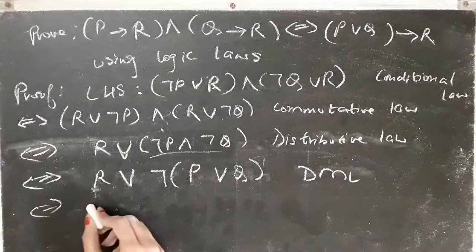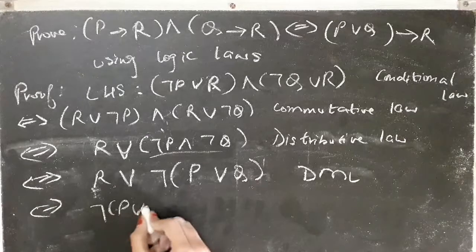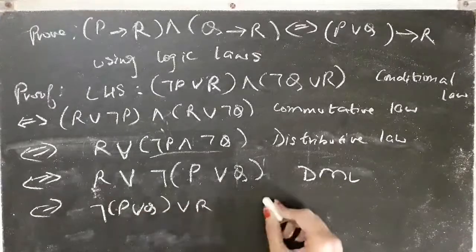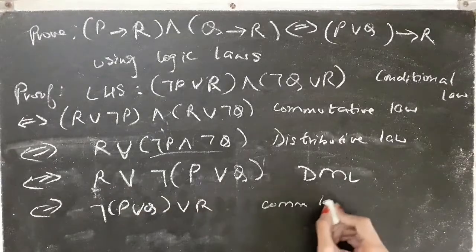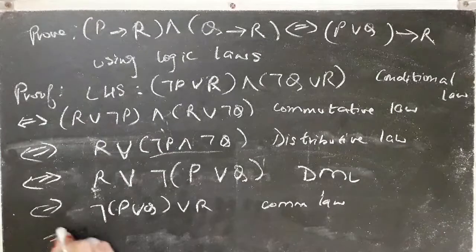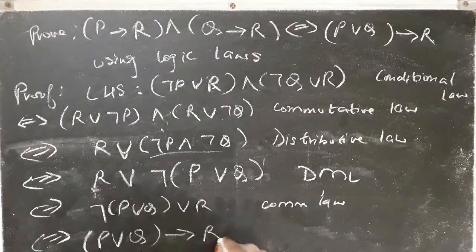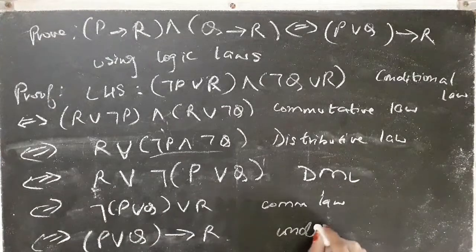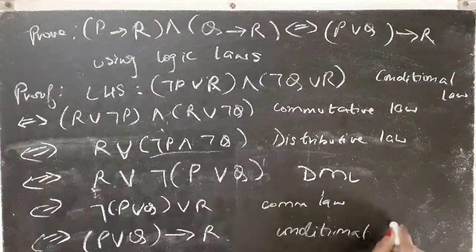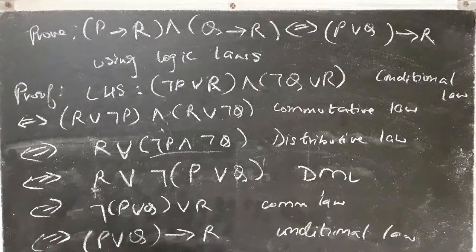Now again we will use the commutative law and arrive at this. Now again we will come back to the conditional law and arrive at P or Q implies R using the conditional law. LHS equals RHS, and hence we arrive at a proof. So this is how we will be required to use the logic laws.